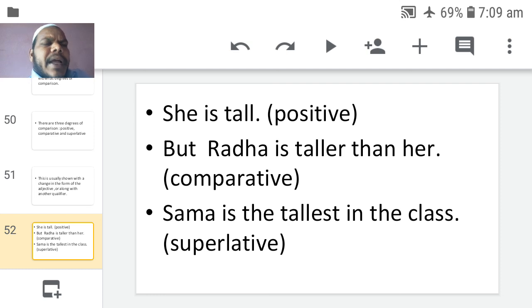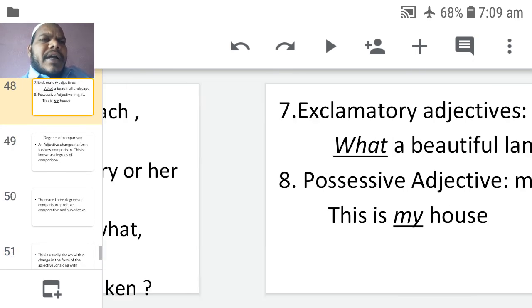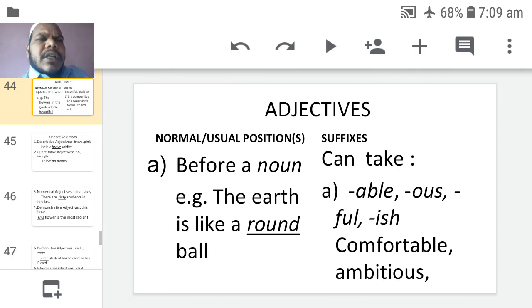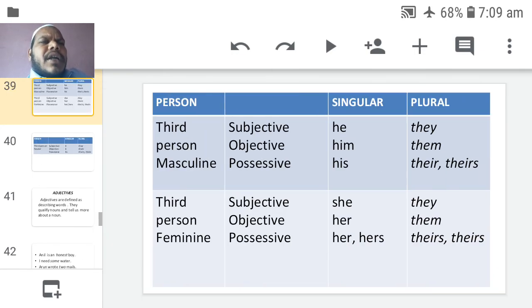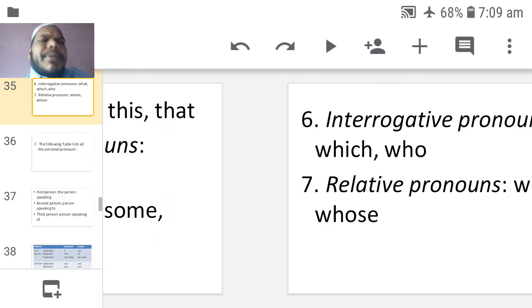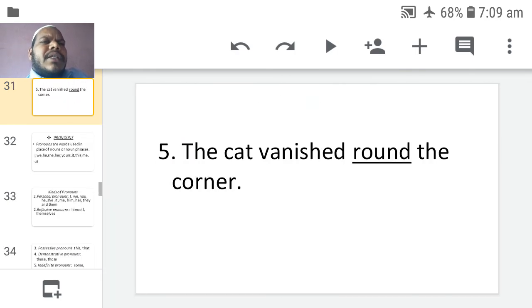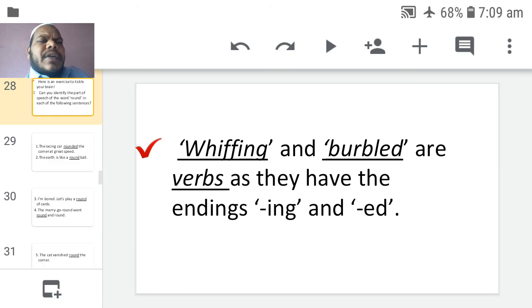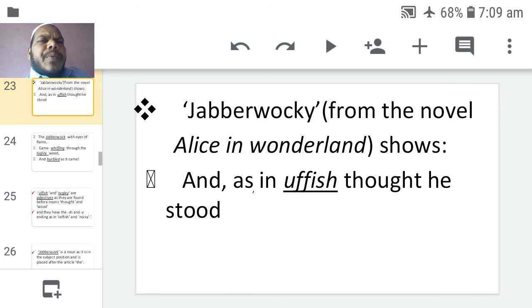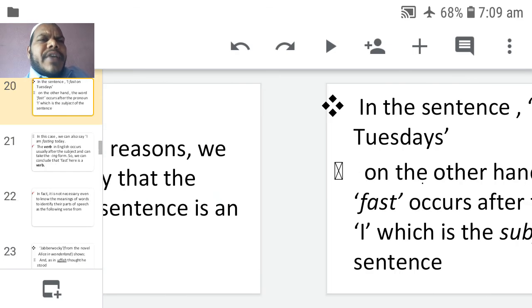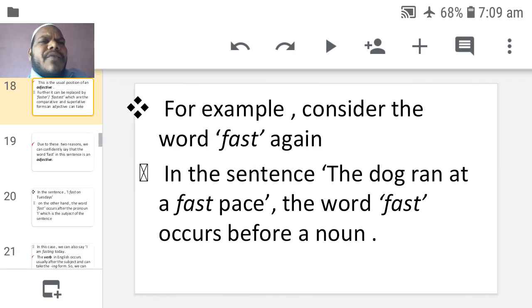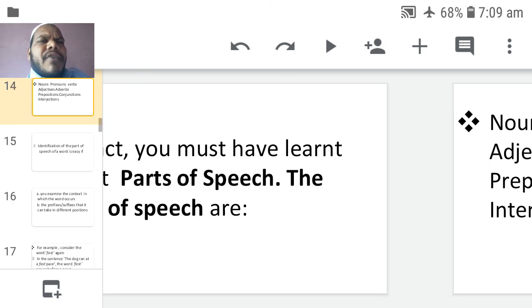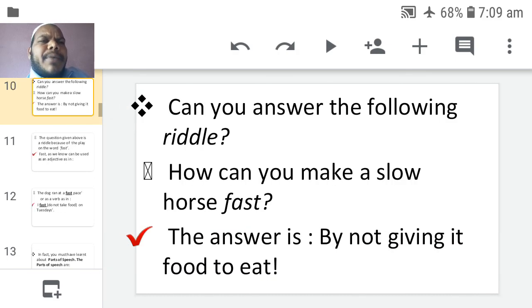Before we go on to the next topic, and before we go into detail about degrees of comparison, let us sum up what we have learned in this class. And let's have a glance. We have seen noun, we have seen pronoun, we have seen adjective, the three parts of speech. And we have seen that even without knowing the meaning of the word, we can identify which part of speech it is. And we have seen the beautiful poem describing the eight parts of speech.